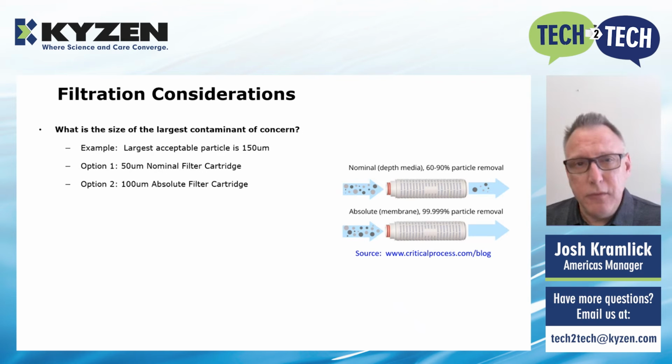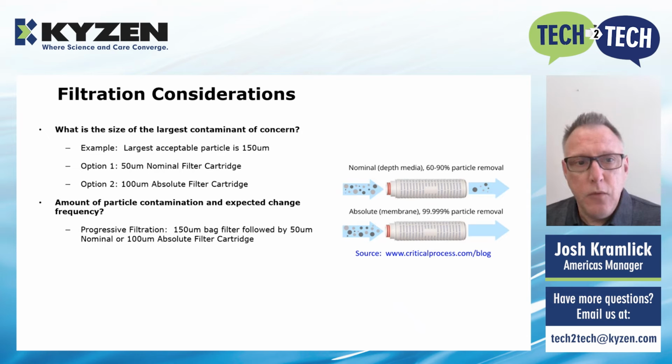A 100 micron absolute filter cartridge will guarantee that zero particles greater than 100 microns are able to pass through. However, there's a significant cost differential between those two types of filters. We should also consider the amount of particle contamination and expected change frequency for the filters. One way to address this would be to consider progressive filtration. Progressive filtration might include an example of putting a 150 micron bag filter above the 50 micron or 100 micron filter cartridge.